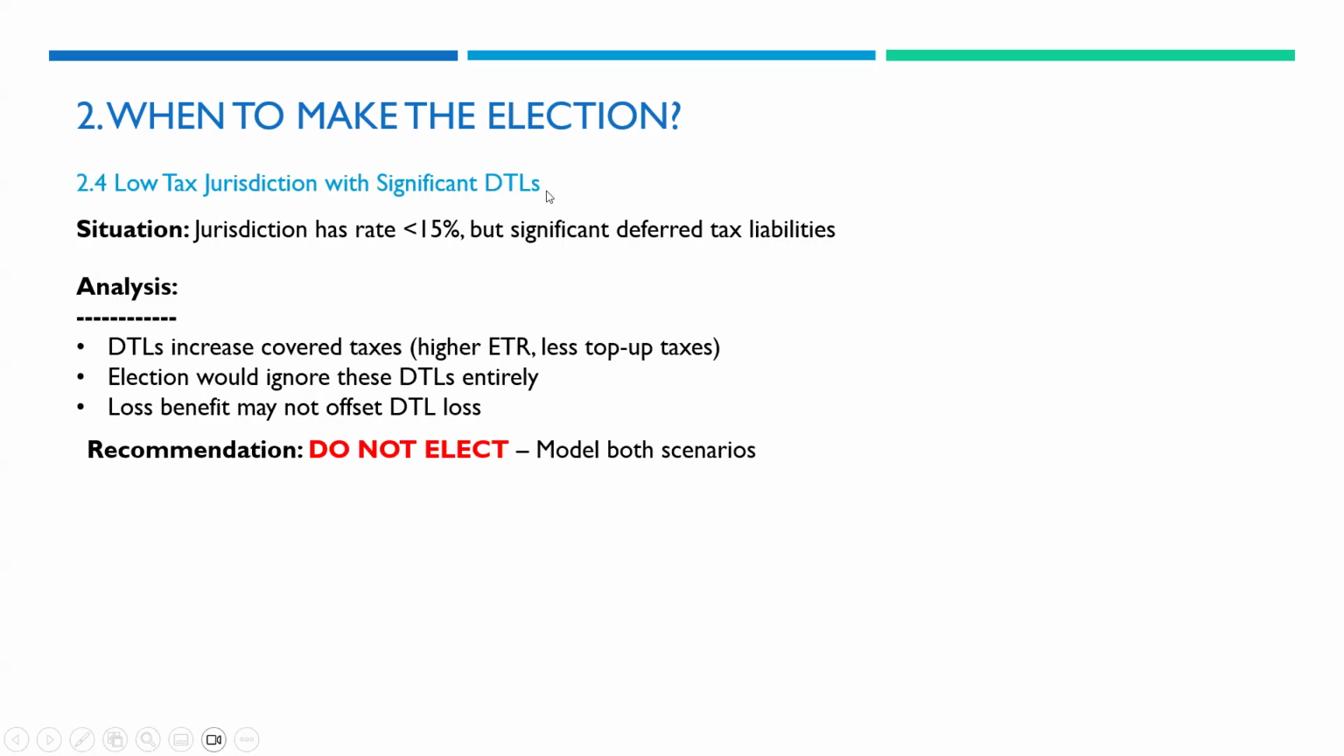Why? This DTL will increase your covered taxes, right? This is a part of the deferred tax adjustment amount. DTL will increase covered taxes, increase the numerator. If you take this option and if you have significant DTLs, you will lose everything.